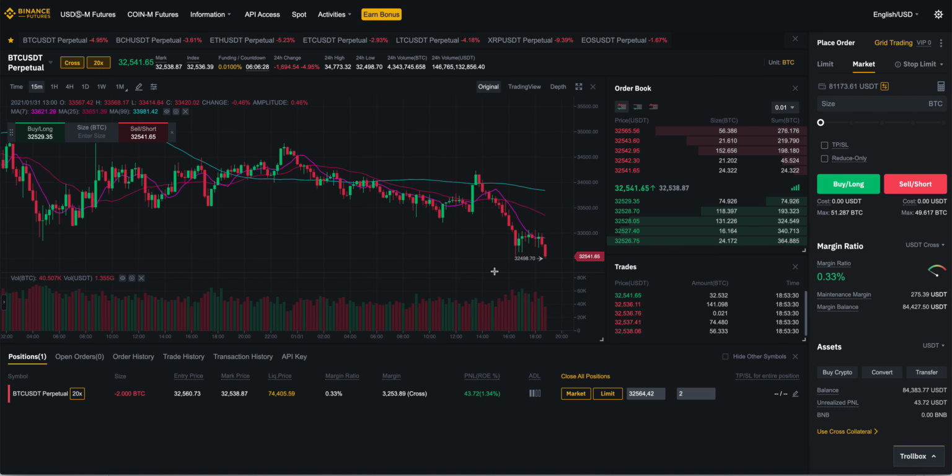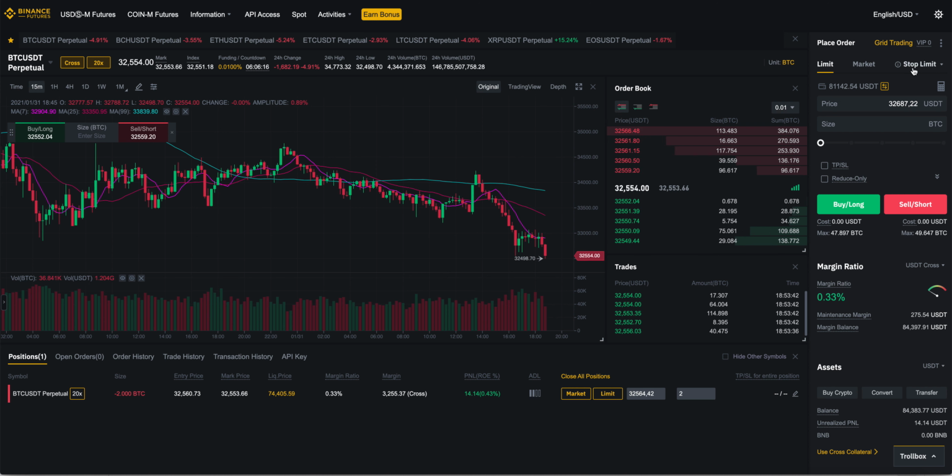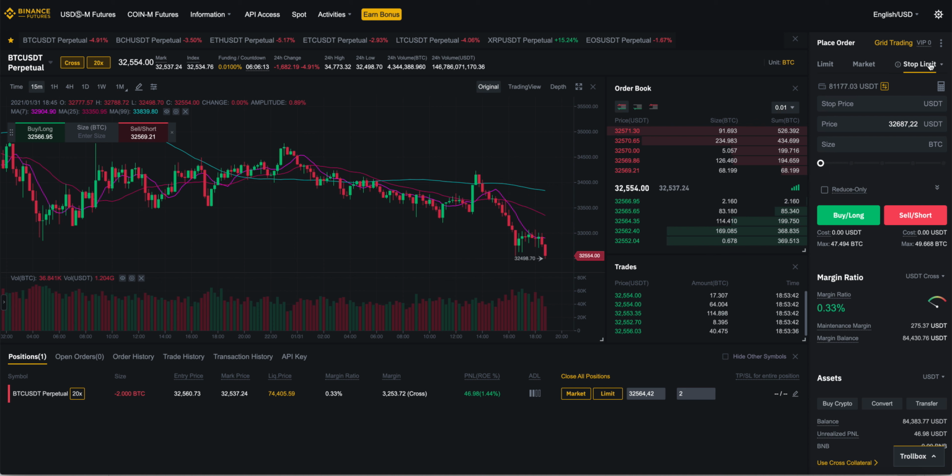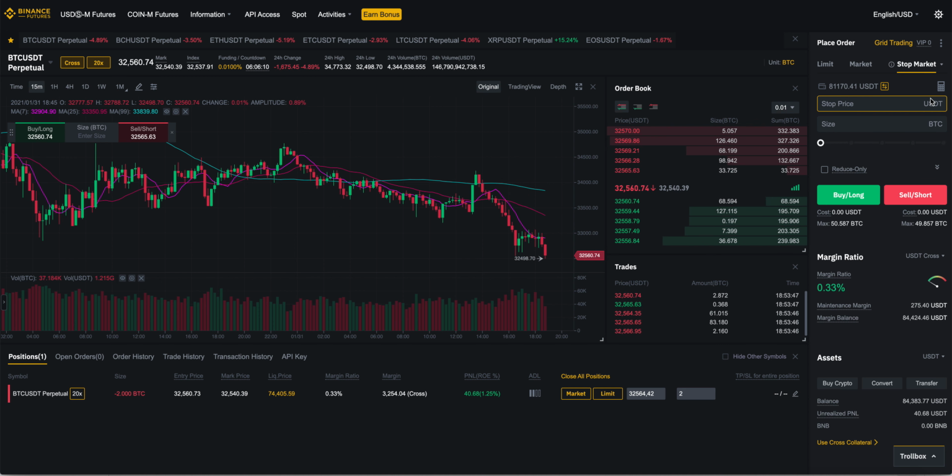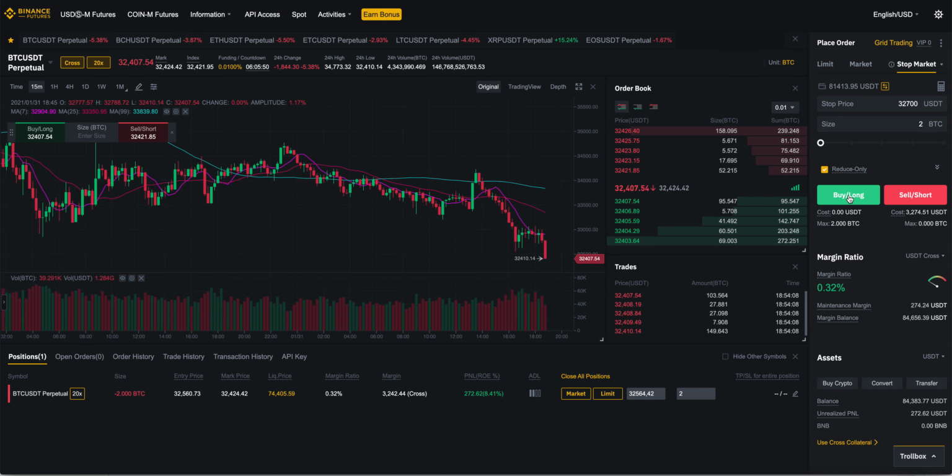Okay, I want to set up a stop market price. So I can do the same here. For example, if the price goes above 32,700, I will close my position. So reduce only, to buy long. Okay, so in this case, it's like I did something here.